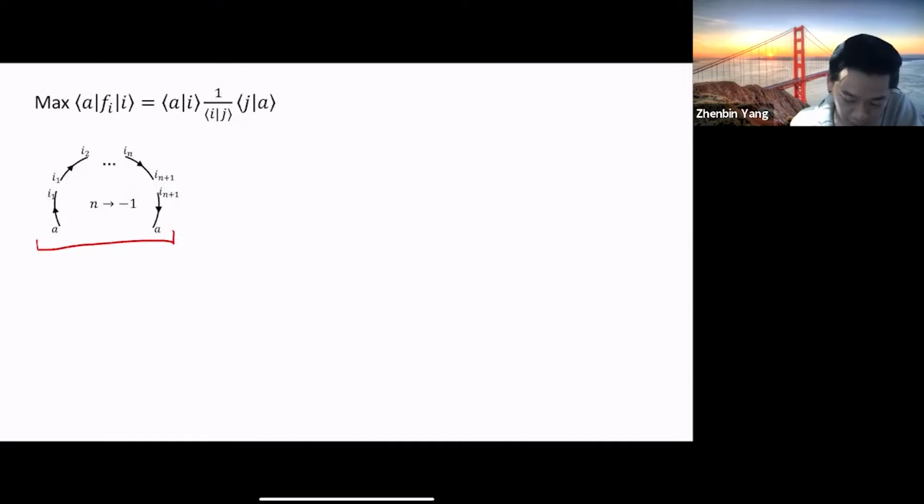Here I label I as I1 and J as I_{n+1}. So we have in total n plus 2 boundaries. This is the overlap between A and I. This is the overlap between J and A. And in the middle, we have n copies of this matrix, from I1 to I2 to I_{n+1}. We will do the gravitational path integral with this boundary condition and take the limit of n goes to -1.